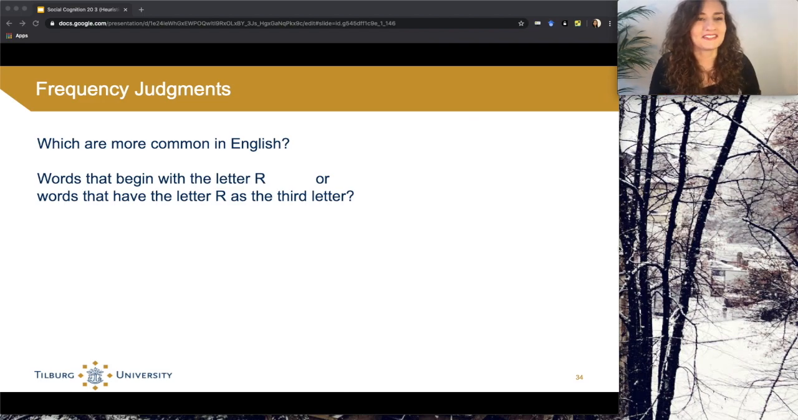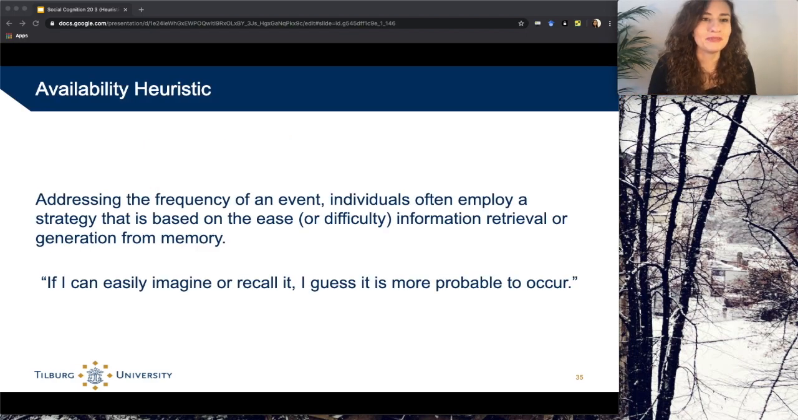that I asked you the following question. Which are more common in English, words that begin with the letter R or words that have the letter R as the third letter? And if you take a look at the results, the prediction from the perspective of the availability heuristic would be that more people think that the words that begin with the letter R are more frequent than words that have the letter R as a third letter, while it's actually the opposite way around. Now, why would that be the case?